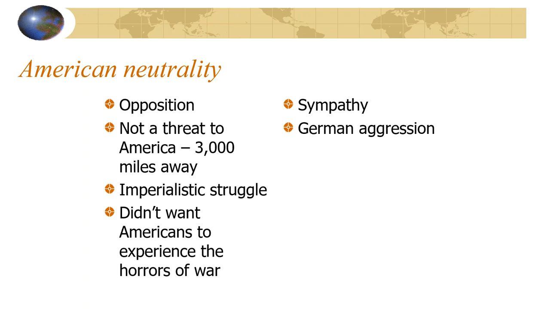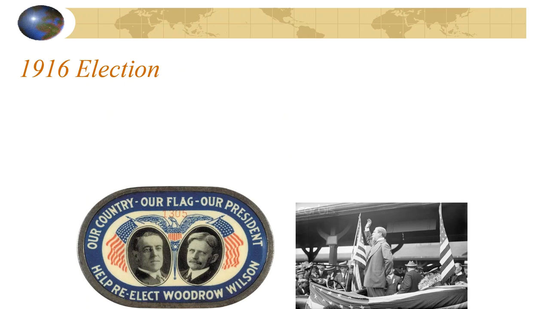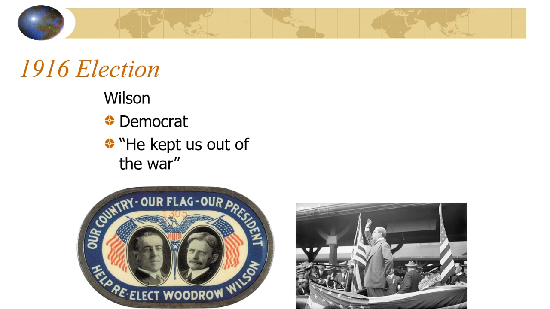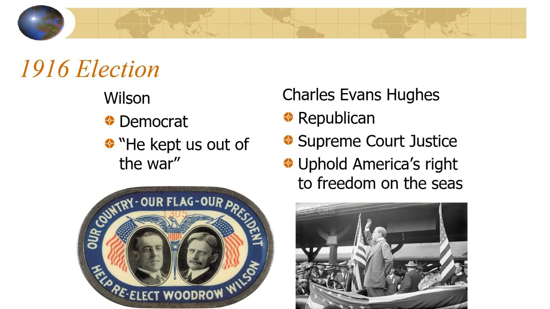But there was some sympathy. We saw Germans as the aggressors. We had economic ties that were stronger with the Allies than the Central Powers. In 1916, we're going to have an election. Wilson is going to run as the Democrat. Remember, he has already been president for 4 years. He's running for re-election, and he's running on the platform that he kept us out of war. He's going to go up against a guy named Charles Evans Hughes. He's a Republican, a Supreme Court justice, and he wants to uphold America's right to freedom of the seas.